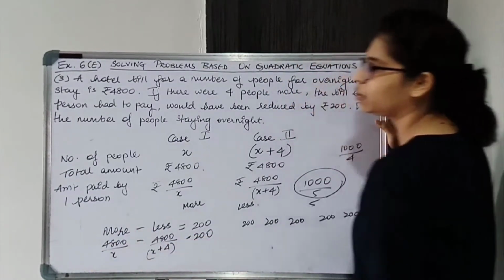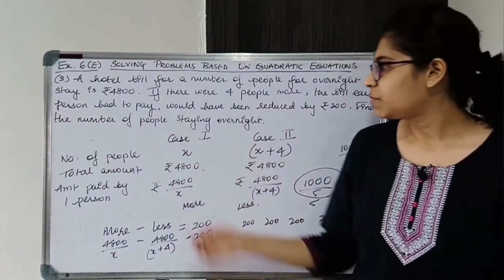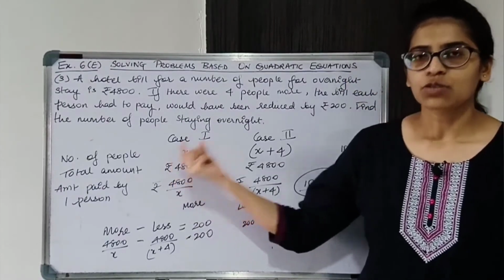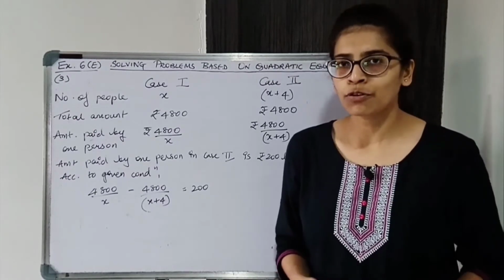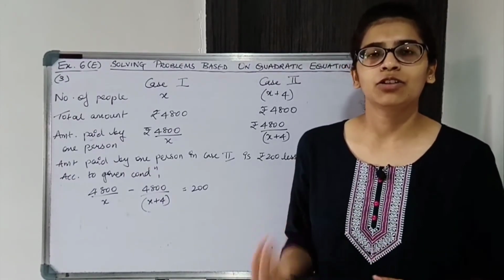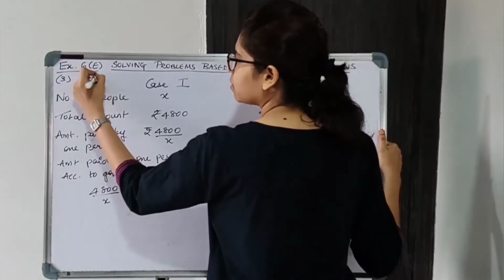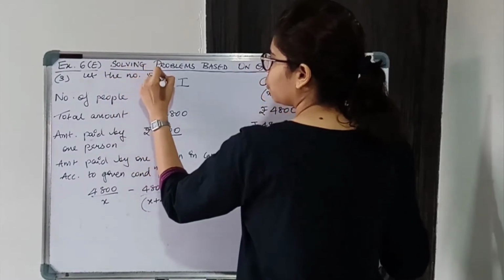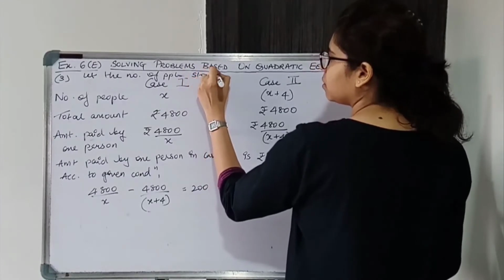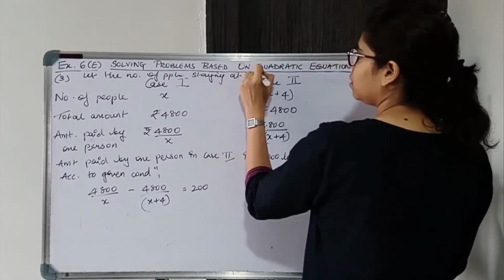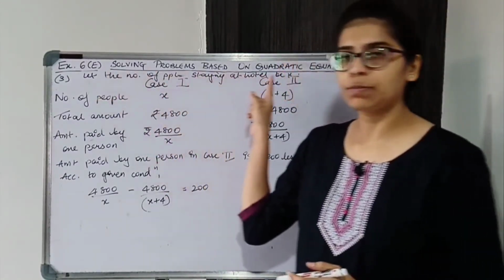We got the equation. On solving, we'll find the number of people staying overnight, that is basically x. Okay, so let us now write down the given in a proper manner and start solving. Over here we have assumed the number of people originally staying at the hotel to be x. I've not written that over here, so just write down: let the number of people staying at hotel B be x. Don't use short forms.